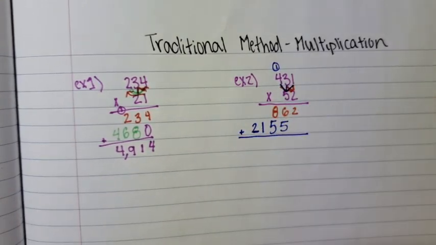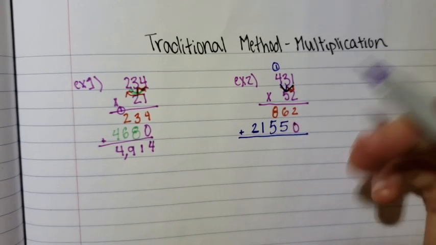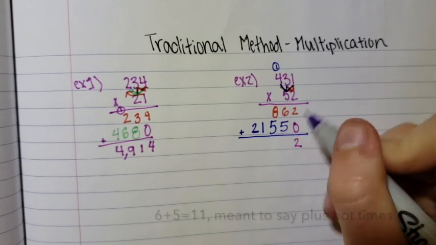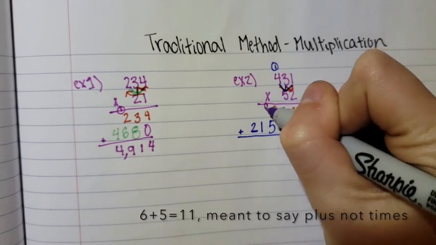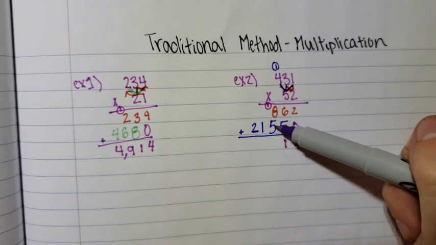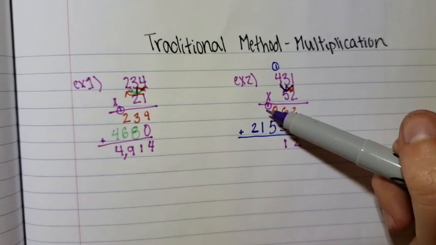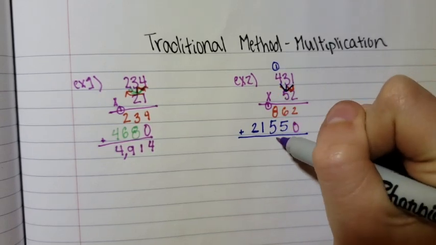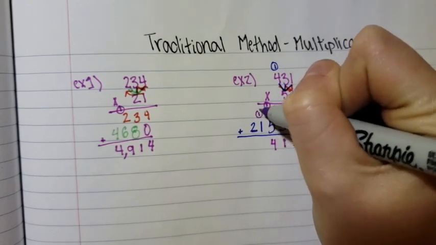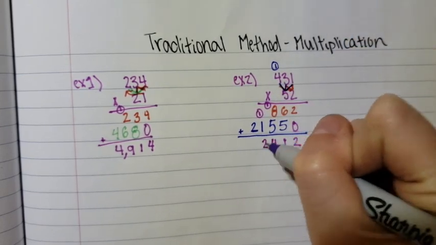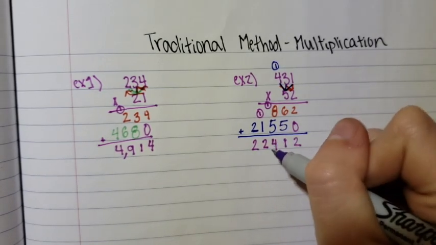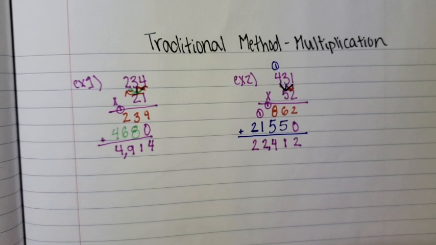And now you're going to add them together. So place the 0 here if you need to. 2 plus 0 is 2. 6 plus 5 is 11, so you're going to put 1, carry a 1. 8 plus 5 plus 1 is 14, so you're going to put the 4, carry your 1. 1 plus 1 equals 2, and 2 plus 0 equals 2. So your answer is going to be 22,412.